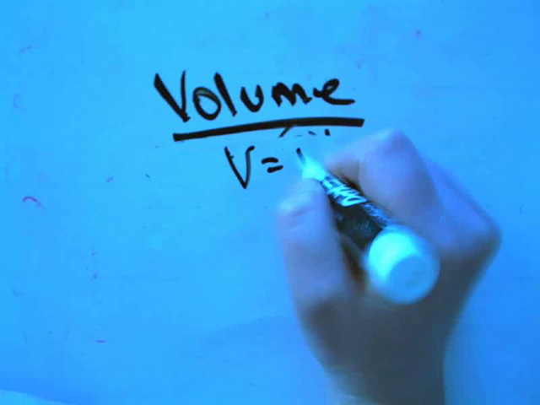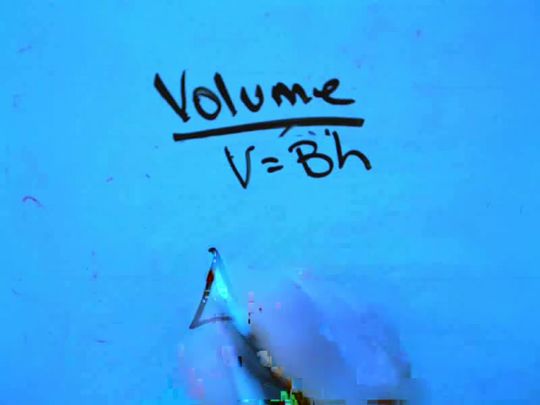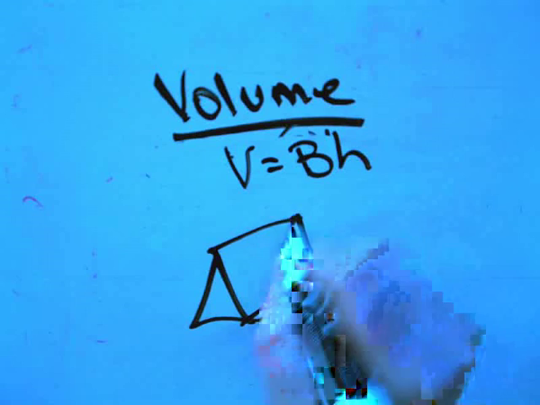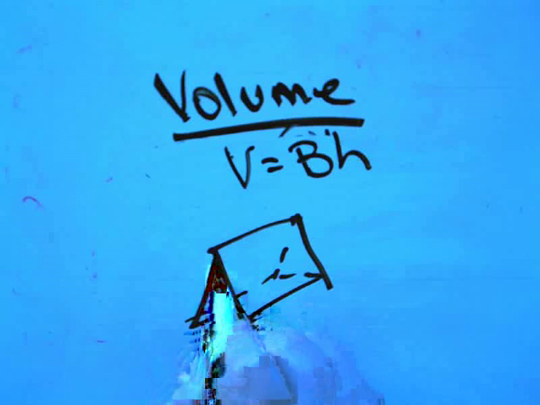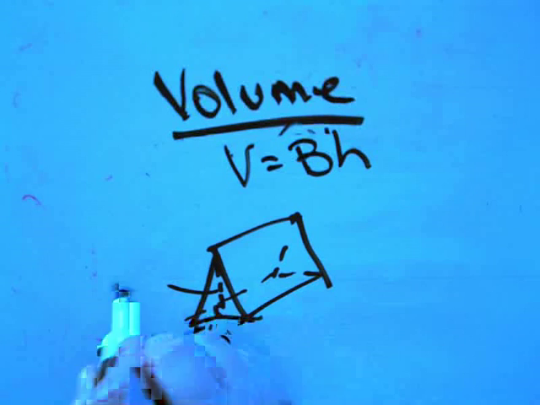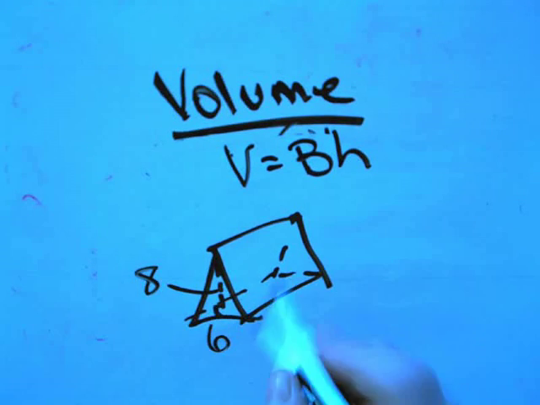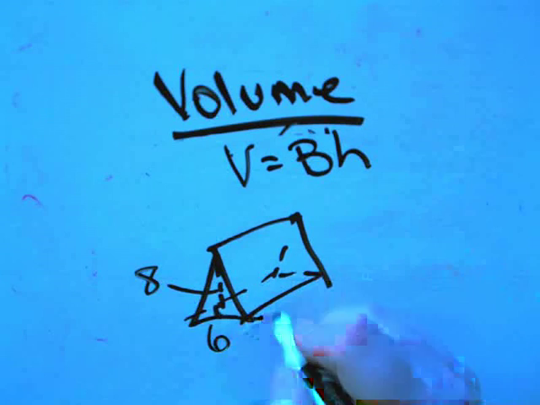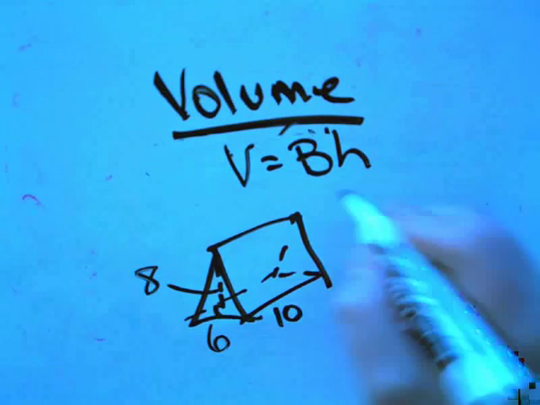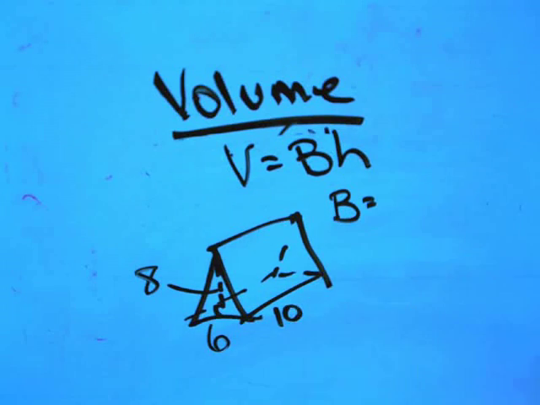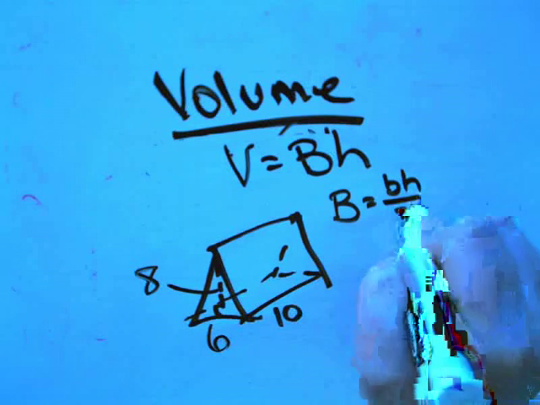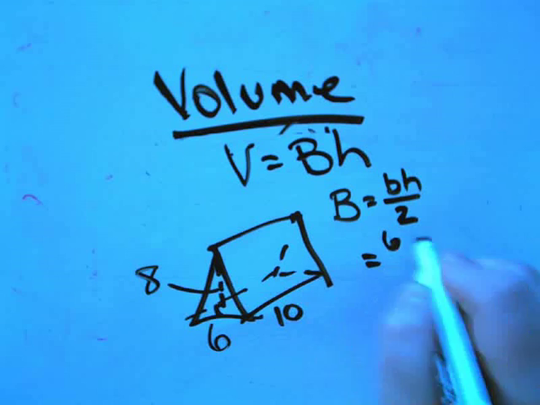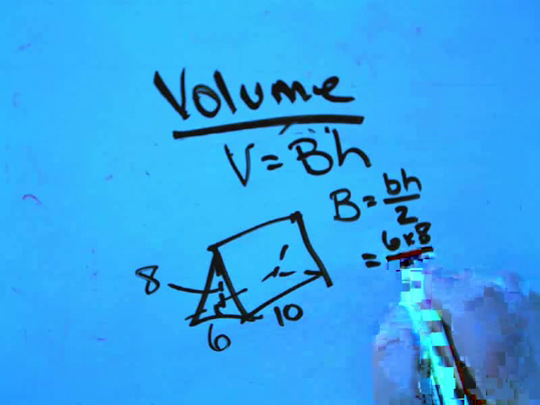So volume equals the area of the base times the height. Here's our triangular prism. Okay, let's say the bottom of the triangular prism is 6. The triangle's height is 8. The prism's height is 10. Okay, so first I need to find big B, which is the area of the triangle. That's the triangle's base times the triangle's height divided by 2, which equals 6 times 8 divided by 2.